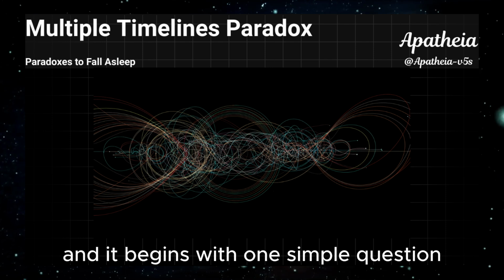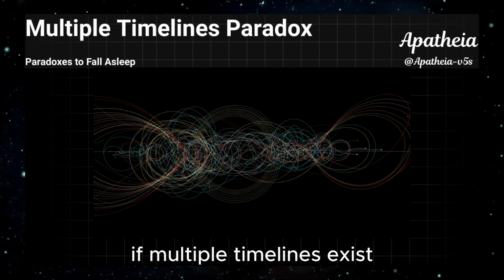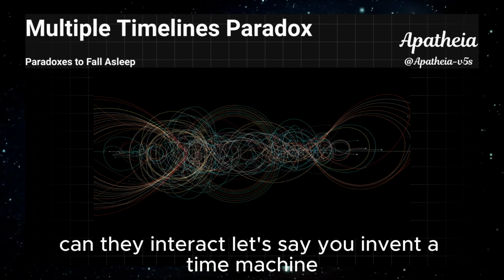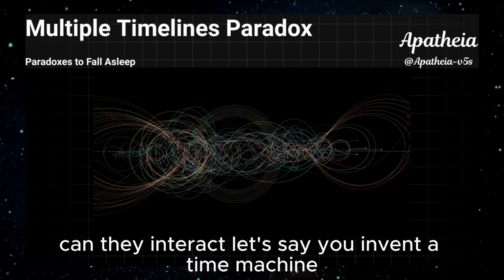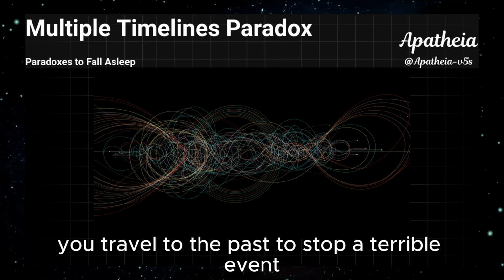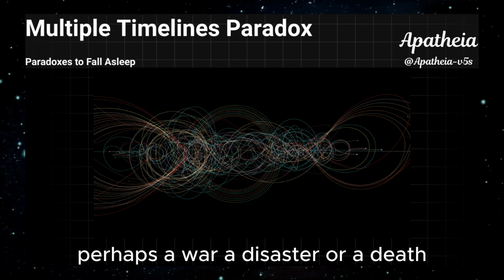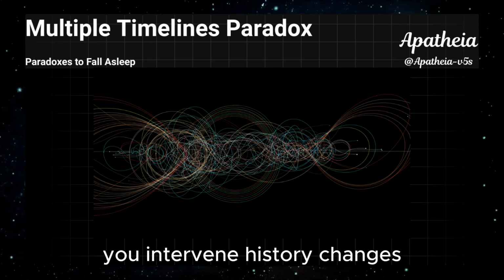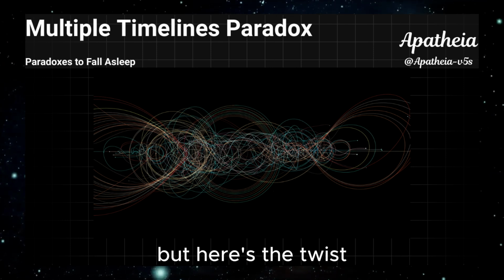And it begins with one simple question. If multiple timelines exist, can they interact? Let's say you invent a time machine. You travel to the past to stop a terrible event, perhaps a war, a disaster, or a death. You intervene. History changes. But here's the twist.